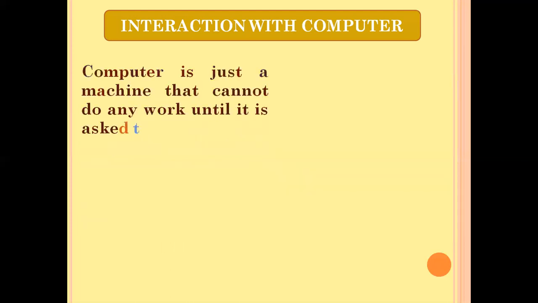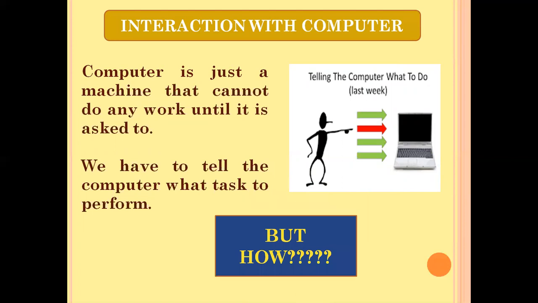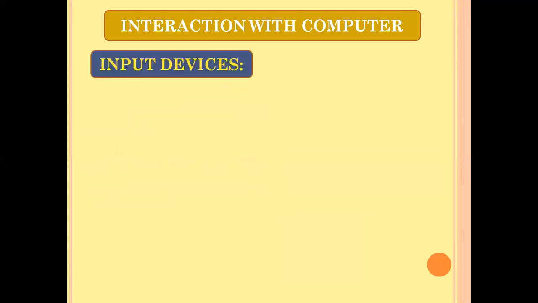Computer is just a machine that cannot do any work until it is asked to. We have to tell the computer what task is to be performed, what it has to do and how it has to do it. But how do we tell the computer what task is to be performed? Should we stand in front of it and say, okay computer, type a letter for me? Or, okay computer, solve this sum for me? No. We will have to give the instructions or data to the computer through some specific devices.